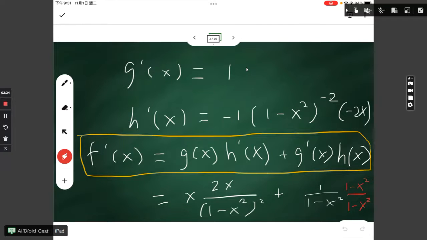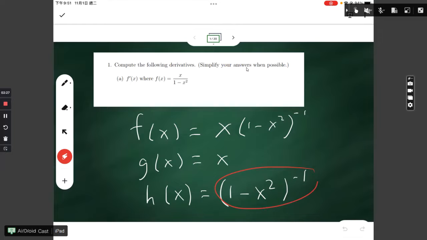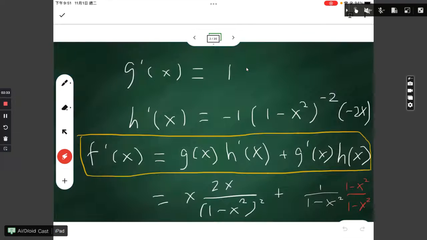And h of x is this thing here, and you want to take the derivative of this. You apply the power rule: bring down the negative 1, and then subtract 1 from the original power. It was minus 1 and then minus 1, which gives you negative 2, for 1 minus x squared. And then the last thing is you need to differentiate the inside. When you differentiate negative x squared, it gives you negative 2x. So this is h prime of x. And now we have everything we need. We are ready to do the substitution.